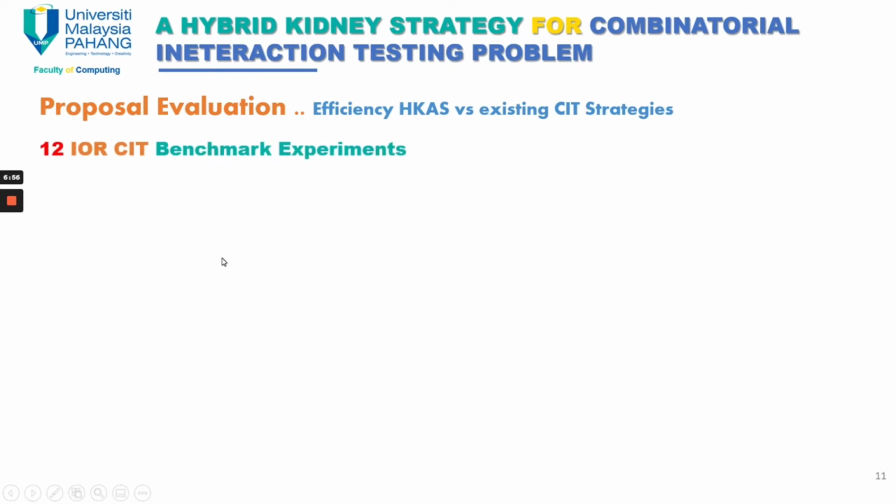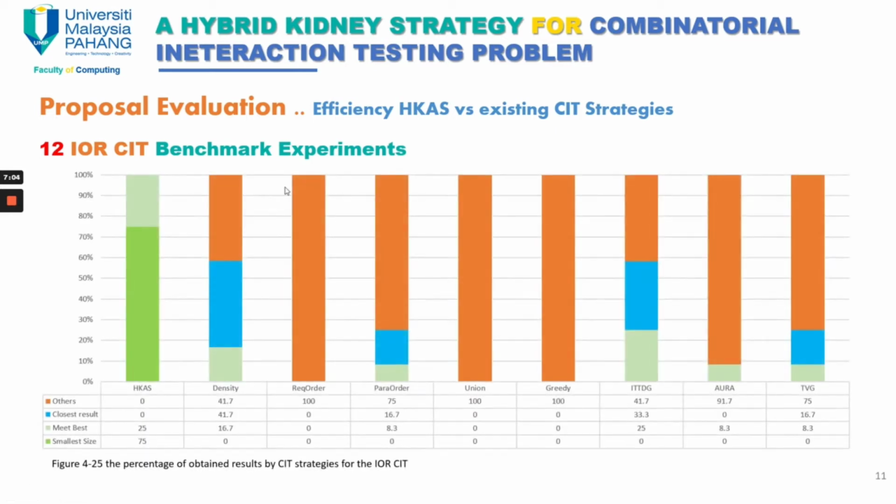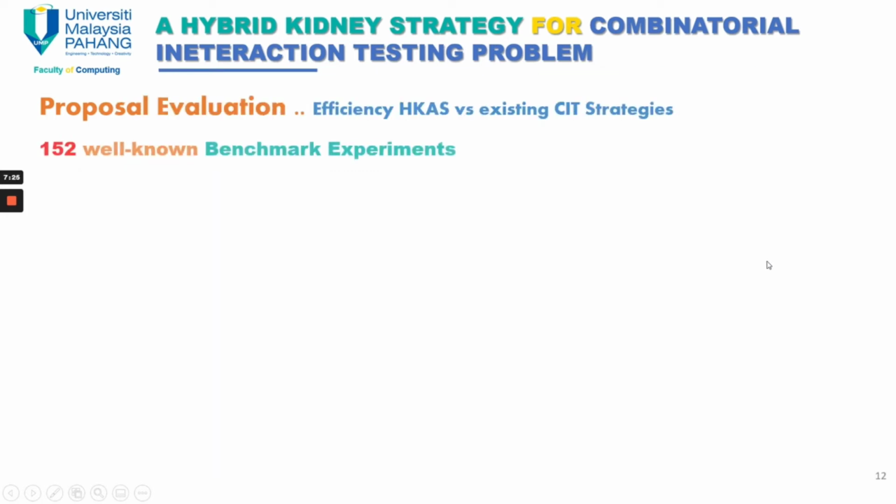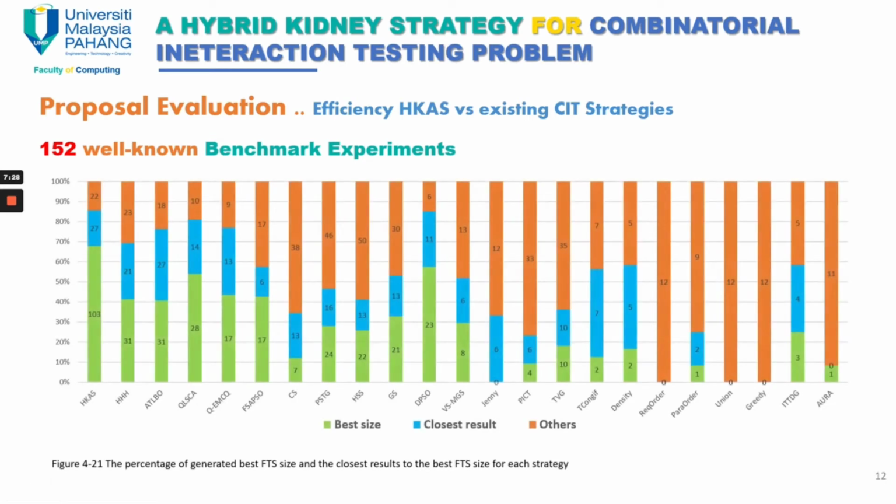And also for input output features, this is the first strategy that supports input output based on optimization algorithms. Based on the literature, none of the existing combinatorial testing strategies based on optimization algorithms support input output. We can see that this algorithm produced the optimum results in all 12 experiments compared to the other existing strategies.